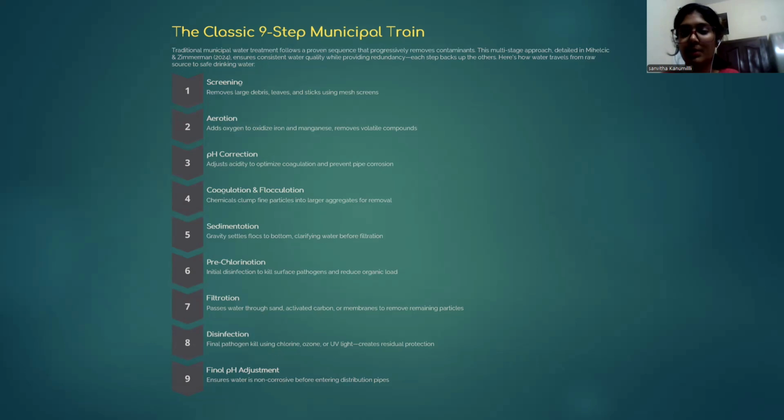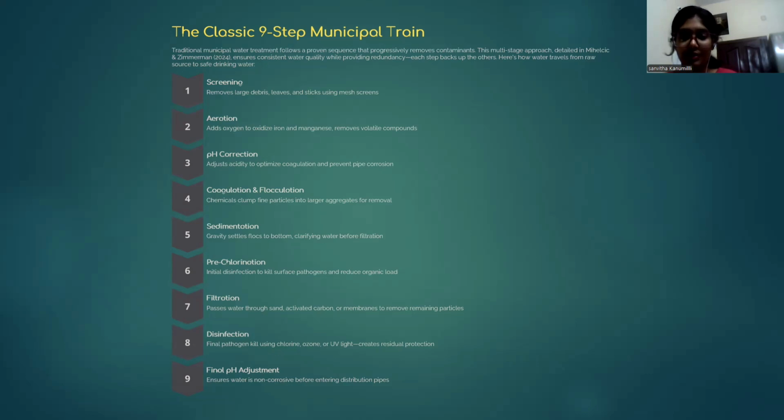Adjusts acidity to optimize coagulation and prevent pipe corrosion. The next one is coagulation and flocculation. Chemicals bind fine particles into larger aggregates for removal. And the next one is sedimentation. Gravity settles flocs to the bottom, clarifying water before filtration.